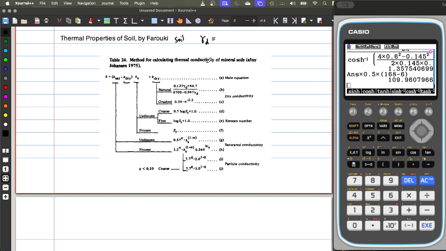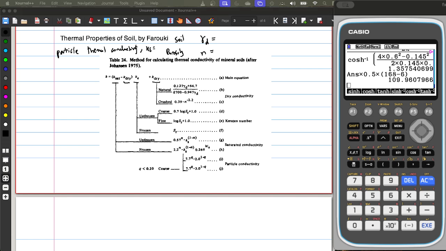We also need porosity, N. So maybe I'll write here porosity N. And we also need our particle thermal conductivity, which is Ks. We have to assume this for Qatar, which we would do. So Ks, which we need to assume as well. Anything else, I don't think we need to assume.